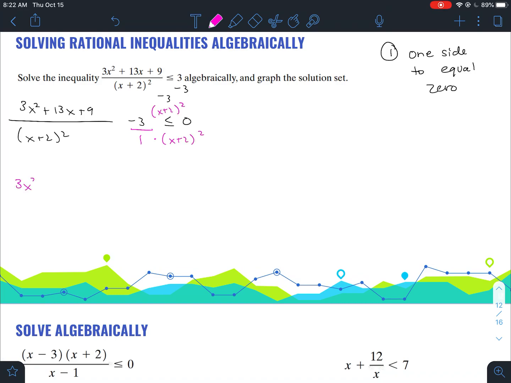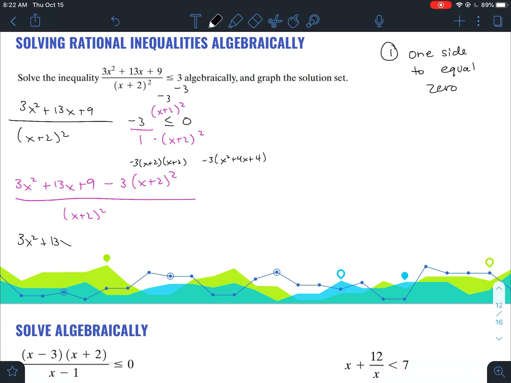So now I have 3x squared plus 13x plus 9 minus 3 times (x plus 2) squared all over (x plus 2) squared. Now I have to FOIL out that piece. So this is going to be negative 3 times (x plus 2) times (x plus 2), which is negative 3 times (x squared plus 4x plus 4). So that's going to become 3x squared plus 13x plus 9 minus 3x squared minus 12x minus 12, and then all over (x plus 2) squared.